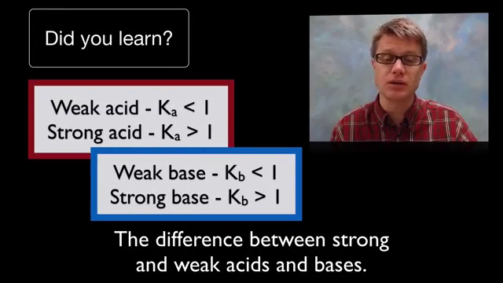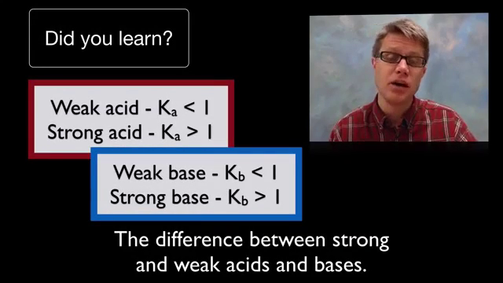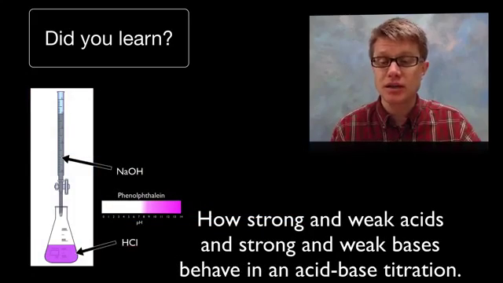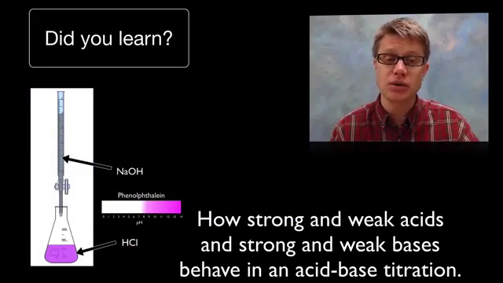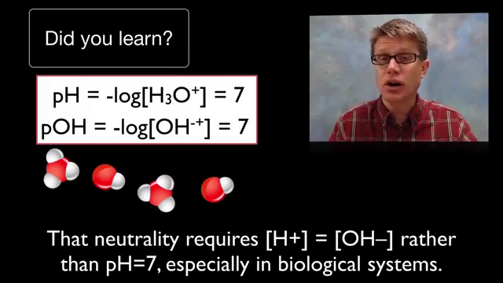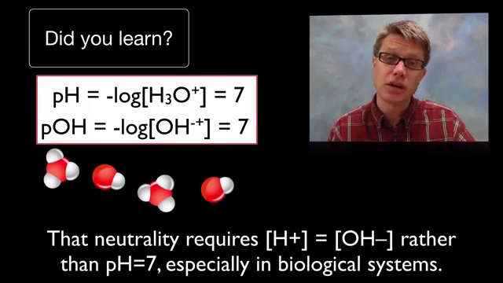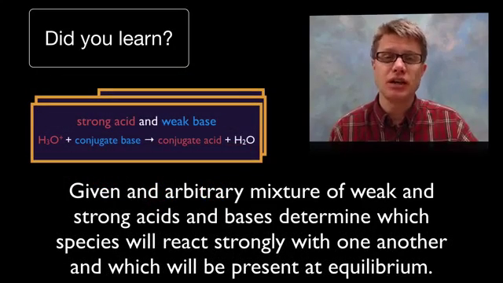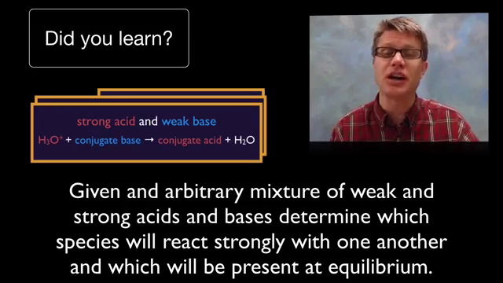And so did you learn the difference between a strong and weak acid and base? Remember, that's based on the equilibrium constant. Did you learn how strong and weak acids behave in these titration reactions? Did you learn that neutrality, in other words, a pH of 7, requires the concentration of the hydronium and the hydroxide ions to be equal? And then did you understand in each of those three situations what happens during a titration? I hope so, and I hope that was helpful.